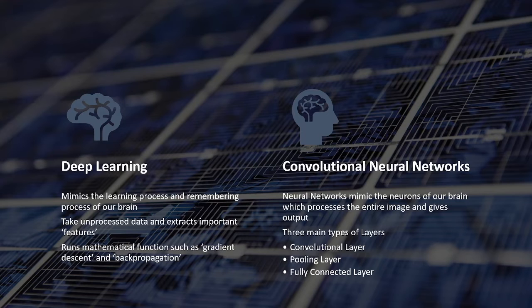Now in the case of convolutional neural networks, it mimics our neurons, our brain. It processes the entire image and then gives us an output on what it is, maybe for classification, or what it needs to do, maybe based on probabilistic methods. Now, there are different types of layers in convolutional neural networks. One is called the convolutional layer, the other is the pooling layer, and the last is the fully connected layer. We'll try to understand what these are later.